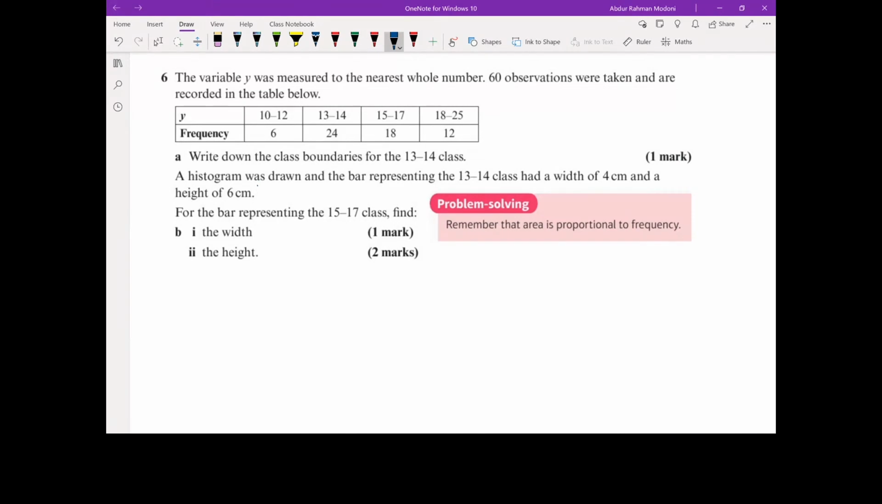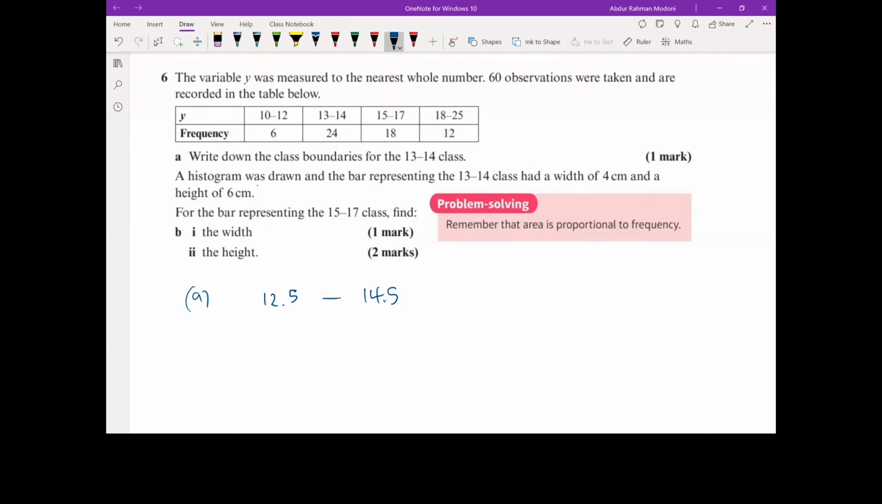It goes on to say, first of all, write down the class boundaries for 13 to 14. So if we are doing a continuity correction here because there is a missing gap from 12 to 13, for part A, it will be simply writing down 12.5 going to 14.5 would be the class boundary for 13 to 14 after you do the continuity correction.